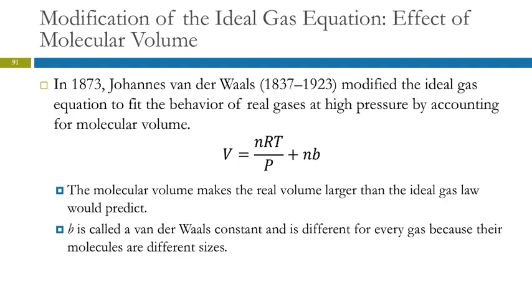This can be quantified, and Johann van der Waals did this in 1873. He modified the ideal gas equation to fit the behavior of real gases at high pressure. So the volume increases, and so he took the ideal gas law and he added a factor to compensate for real gas behavior. The b there is called a van der Waals constant, and it's going to be different for every gas because every gas has particles that are of different sizes. And the amount of change there is also dependent on the moles of that gas.